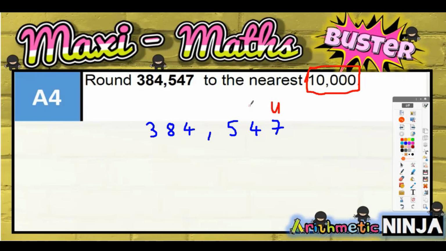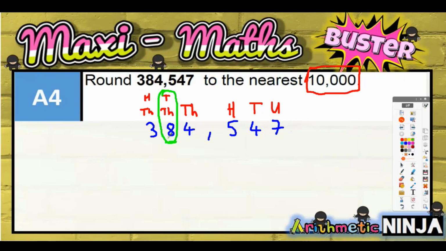So first column is units, 7 units, then tens, 4 tens is 40, then hundreds, 5 hundreds, then thousands, 4 thousands, and then tens of thousands, which is TTH. So 8 tens of thousands is 80,000. And then obviously the last one would be hundreds of thousands. So it's 384,547. Now, 10,000 means focus on the 10,000s column, which is going to be this one, which is the 8.